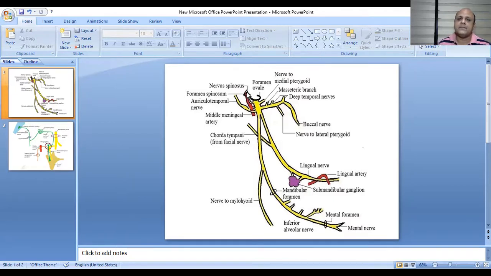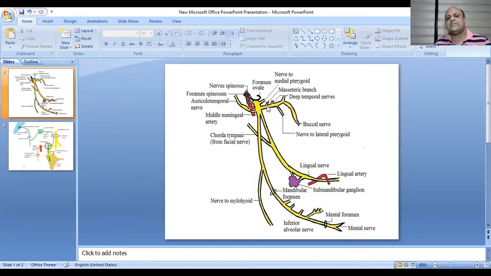The other branch from the main trunk of mandibular nerve is the nerve to medial pterygoid. Now this nerve to medial pterygoid supplies the deep surface of the medial pterygoid muscle, and it also supplies the tensor tympani and the tensor veli palatii. Tensor tympani being a muscle of middle ear, and tensor veli palatii being a muscle of the soft palate. Then the mandibular nerve gives the anterior branch and the posterior branch.